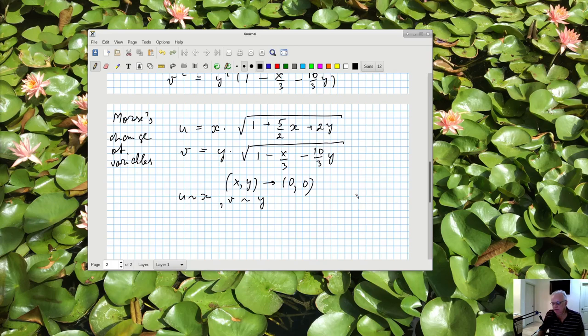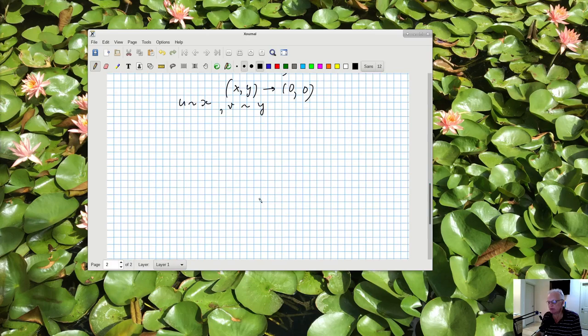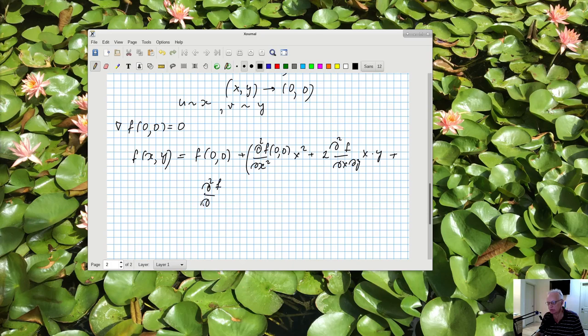Now you can see how it works in general. If you take a function of x and y, and let's assume that the gradient of f at 0 is 0. That means you can write this function as f at 0, 0, the gradient is 0, and then you have the quadratic term for your function. So it's the second derivative with respect to x at 0 times x squared, plus twice the second derivative with respect to x, y times x times y, the whole thing divided by 2, plus the second derivative with respect to y at 0, 0 times y squared. This is 1/2 according to Taylor expansion.